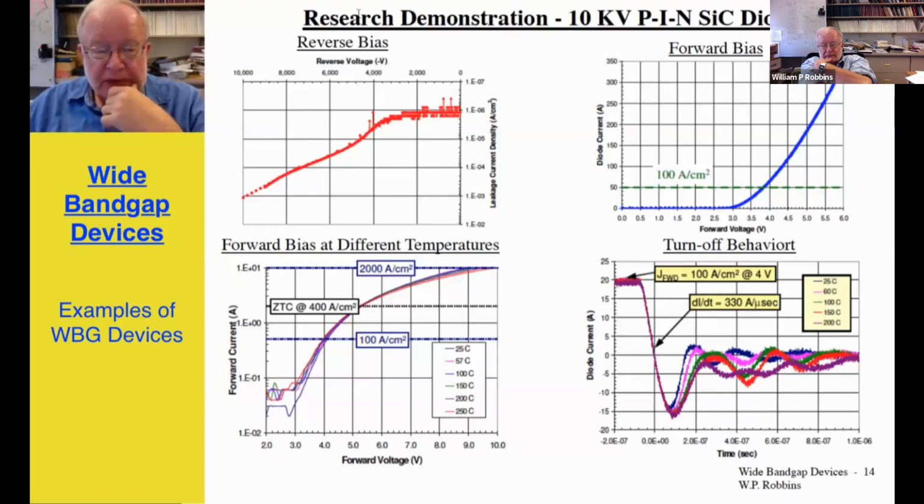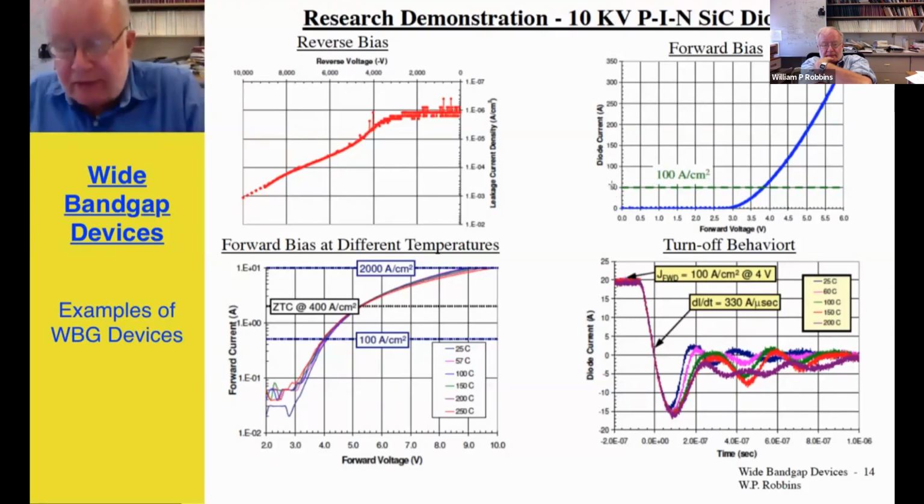Looking at more demonstration devices in the research laboratory, here is a 10 kilovolt PIN silicon carbide diode at 100 amps per square centimeter, which corresponded in this case to about 50 amps flowing. The forward voltage was about 3.7 volts, and it goes on up from there. The blocking voltage capability, when you went out to a reverse voltage of 8000 volts, the leakage current was someplace in the neighborhood of a few hundred microamps.